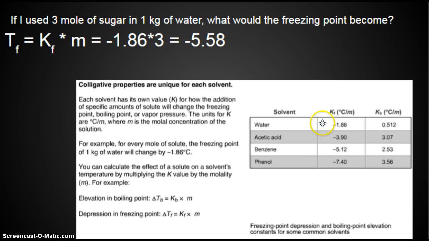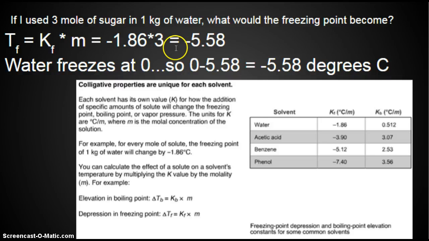So again, we're doing water. So we would use the K sub F value of negative 1.86 times 3, which gives us negative 5.58. Subtract the fact that water freezes at 0 degrees Celsius. Our new freezing point is negative 5.58.